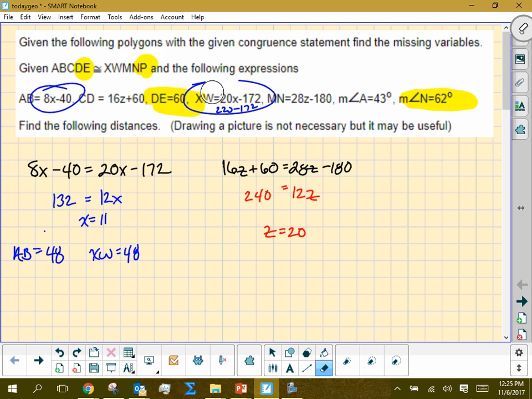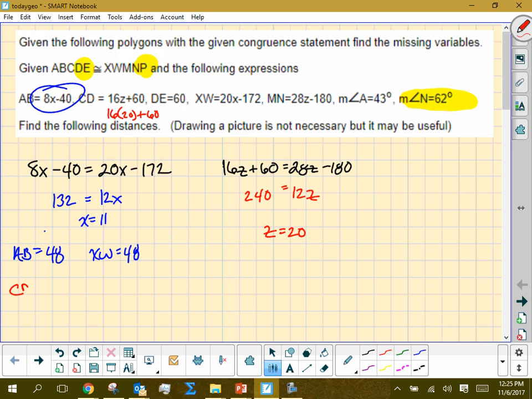And now I come back up to CD: 16 times 20 plus 60. What's 16 times 2? 32. So 16 times 20 is 320, right? So 320 plus 60.